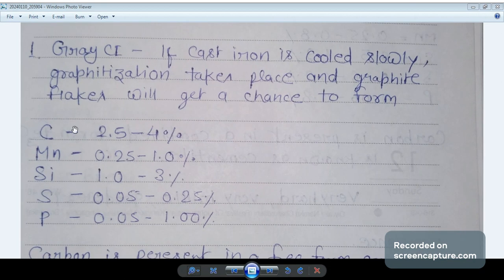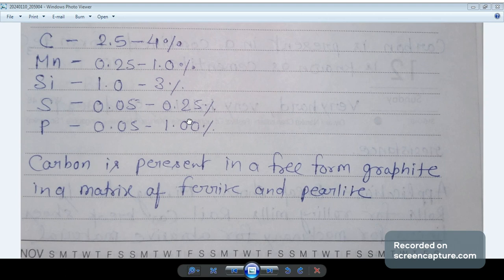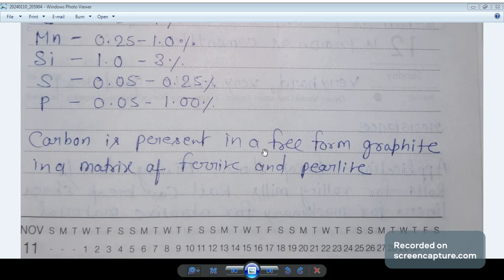The composition of grey cast iron is: carbon 2.5% to 4%, manganese 0.25 to 1%, silicon 1% to 3%, sulfur 0.05 to 0.25%, and phosphorus 0.05 to 1%. Carbon is present in free-form graphite in a matrix of ferrite and pearlite.